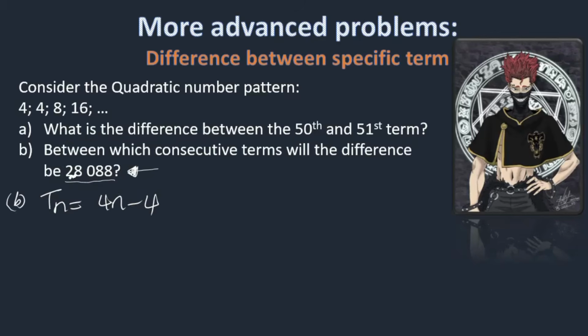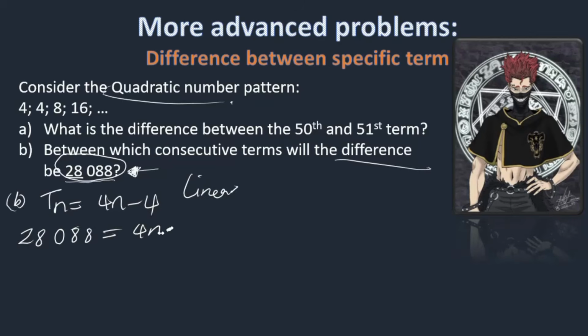Are we good? Do you see why we are using a linear? Because this is the first difference of this quadratic pattern, and the first difference of a quadratic pattern is linear. And so if this is the answer of that first difference, it means this thing is inside a linear pattern. So this number is the value of the term. It's not the position, it's the value of the term. So I have 28088 equals 4n minus 4.